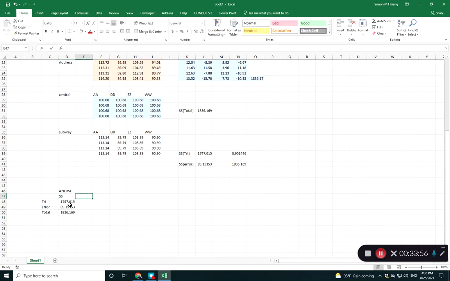And the next thing we need to talk about is degrees of freedom. DOF. Degrees of freedom. Anybody heard that term before? Okay. And what is degrees of freedom?